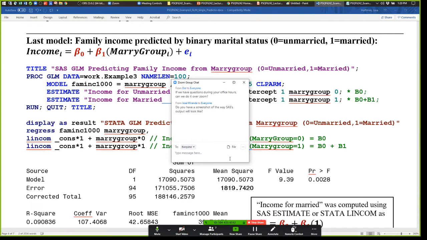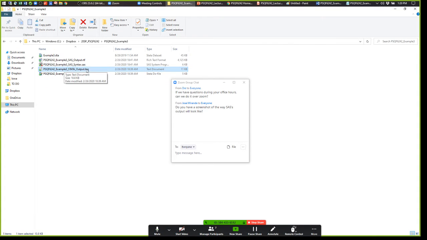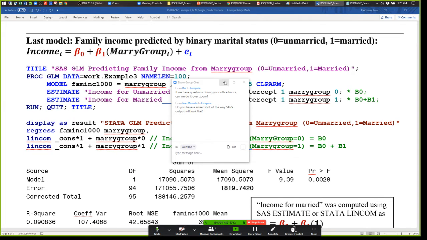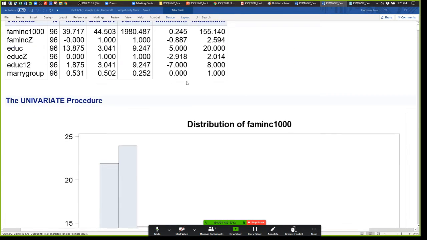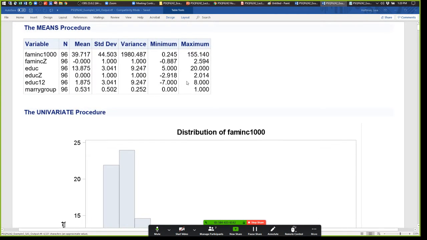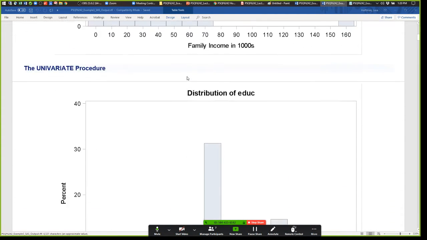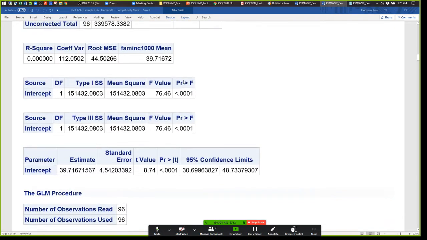Do you have a screenshot of the way SAS's output will look like? For this type of analysis, yes. In homework, or excuse me, in example 3, I saved all of the output that goes with the example. So this is straight from SAS. If you ran example 3 from start to finish, you'd get all this stuff.